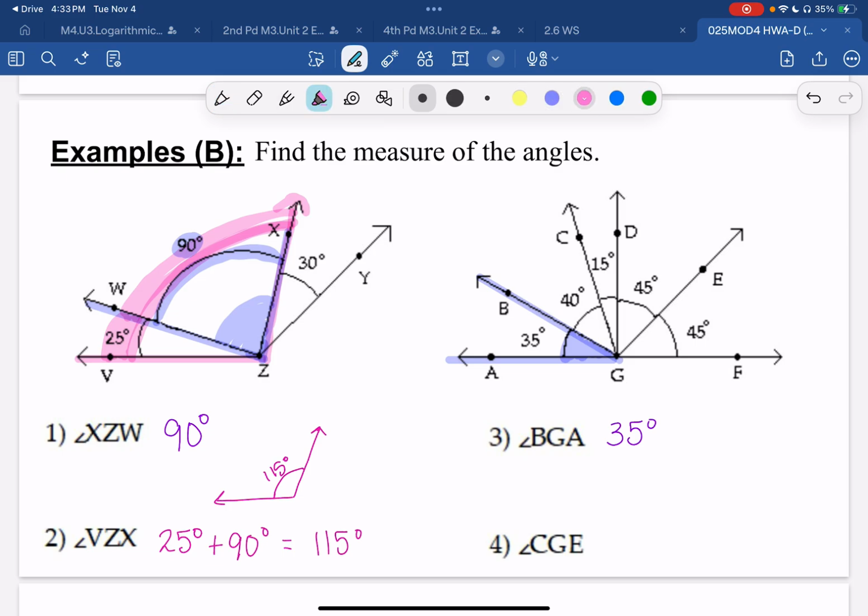Then I want to look at angle CGE. So from C to G to E. And so everything between those two rays is going to be my angle of rotation. And so I can see that it goes from here to here is 15, but then from here to here is 45. So that means to get my full rotation, I went 15 degrees, then an additional 45 degrees. So my total rotation is 60 degrees.